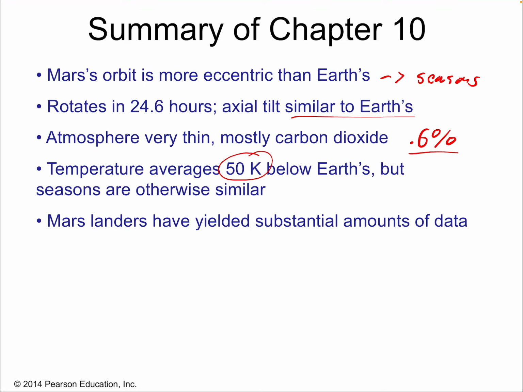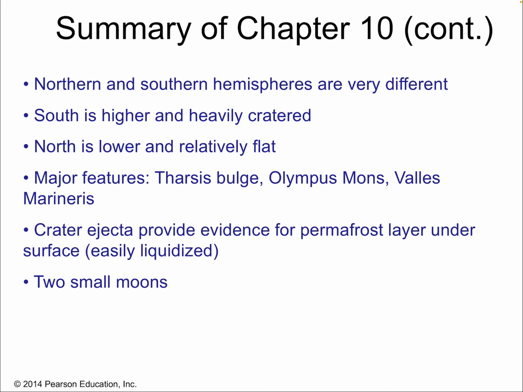The Mars landers have yielded substantial amounts of data. The landers and the rovers. We've learned so much about Mars, and we're really continuing to. This is a golden era of Mars research. The northern and southern hemispheres are very different. We talked quite a bit about how they're different. The southern is higher and heavily cratered. The north is lower and relatively flat.